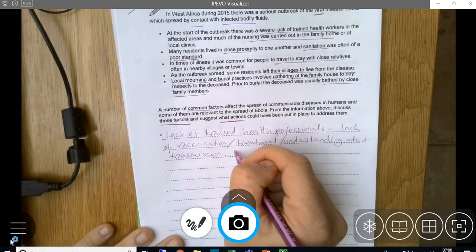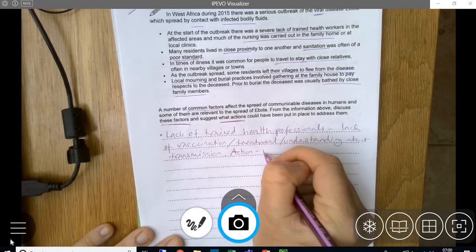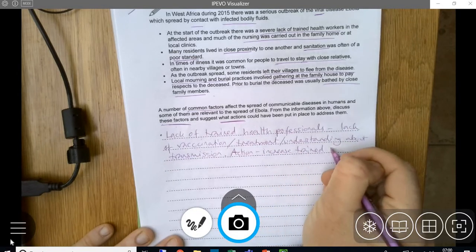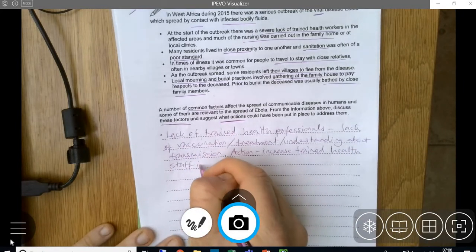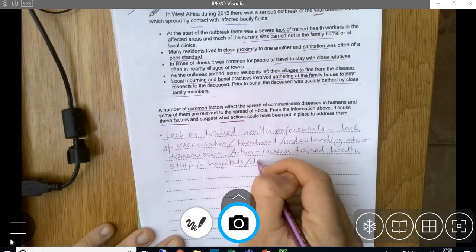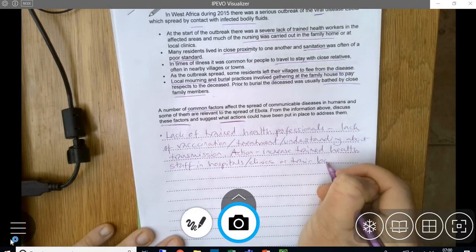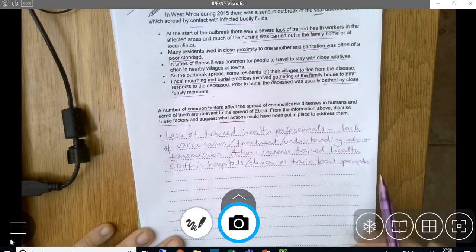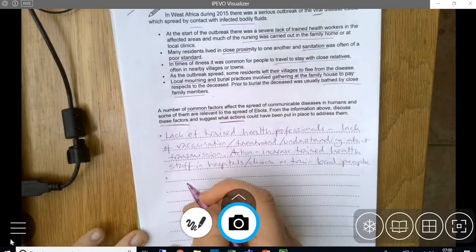Okay, the action would be to perhaps increase trained health staff in hospitals or clinics, so put more staff in or train local people. Okay, that would be the most obvious action for that factor. Okay, there's the first one.